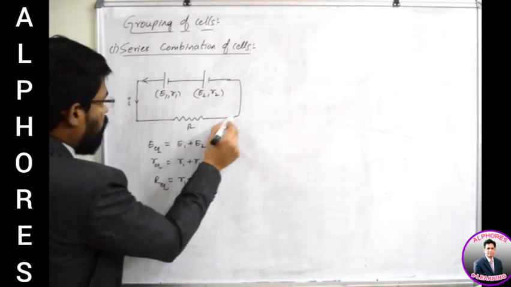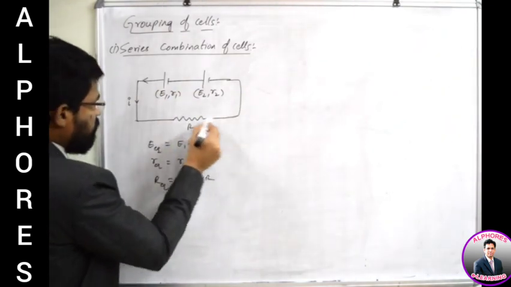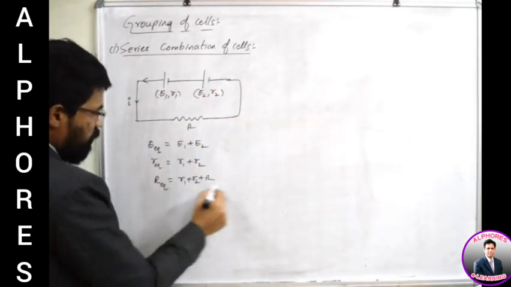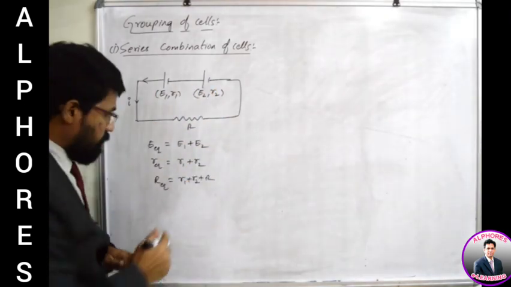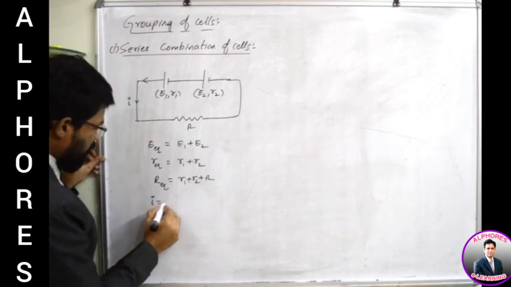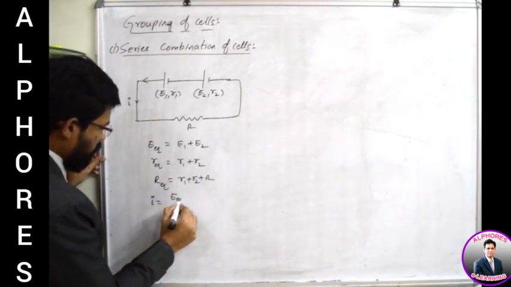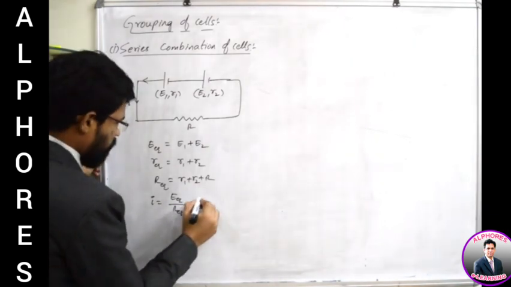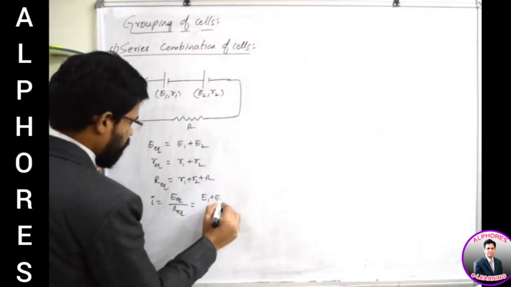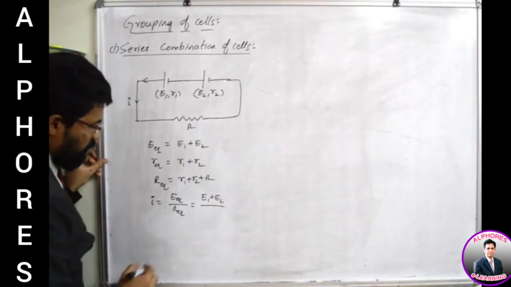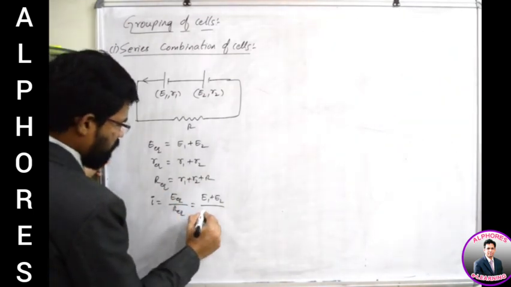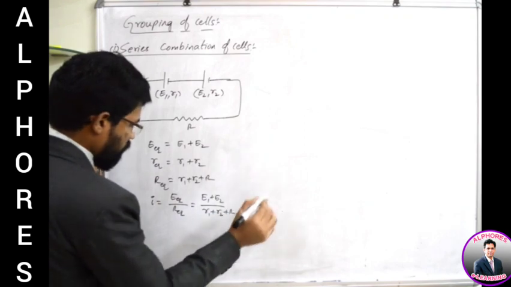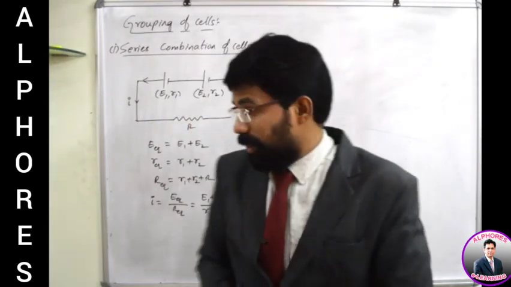This is the path followed by current I. And what is the total resistance? Capital R plus r2 plus r1. So that is the total effective resistance of this circuit. Therefore, this current I can be expressed as total EMF divided by total resistance. Total EMF is E1 plus E2, and total equivalent resistance is r1 plus r2 plus R. That's how you can write the expression for I.